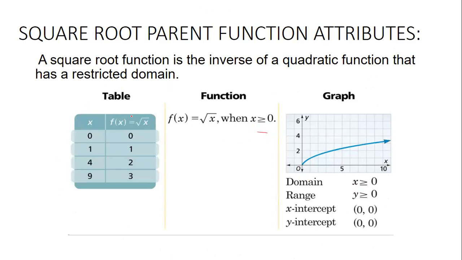So we're going to look at our table representation. When you look at the table representation for the parent function, notice that your x values are your smallest perfect squares, yeah? 0, 1, 4, 9, okay? Those are our smallest perfect squares. That's why they start our table. All the other numbers are possible. It's just that they don't give us pretty numbers, okay? Our function is f of x equals the square root of x only when x is greater than or equal to 0. That's because no negatives underneath the square root.